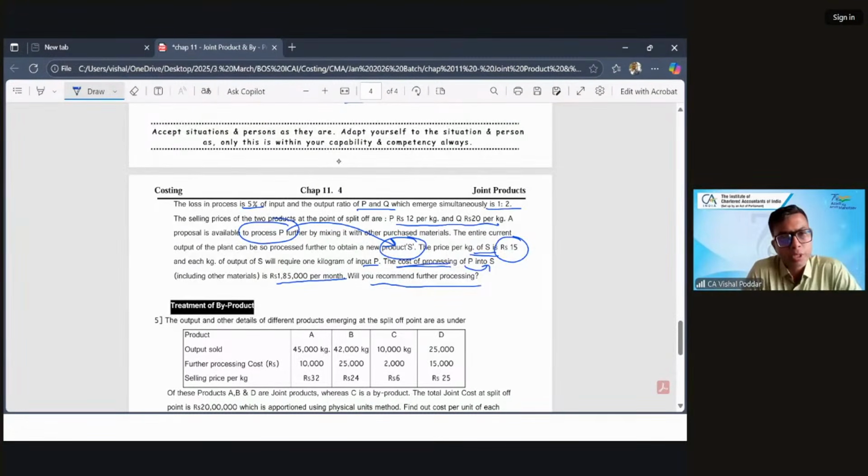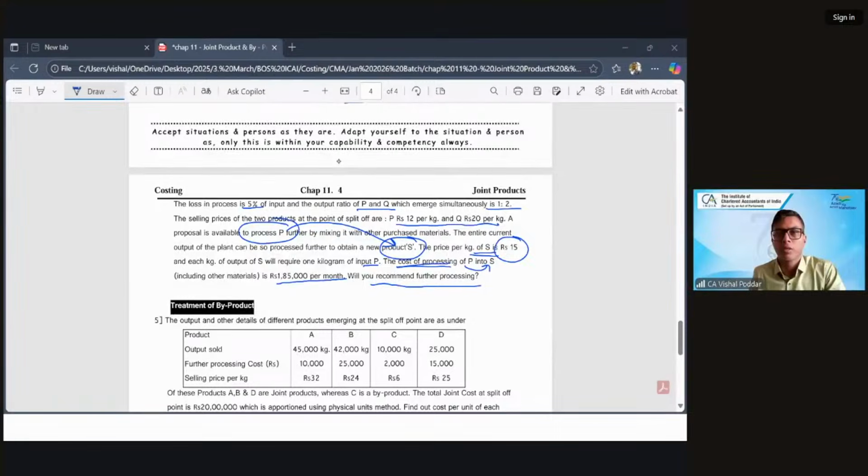Now in this question, as you observe, there is no requirement to apportion joint cost or to find out profit at split off and further. Simply, they are asking you to go to the fourth part, that is the decision making, and give them advice whether they should go for P, that is at split off, or they should go for S, that is after further processing. This is now what we are going to understand and deal with.